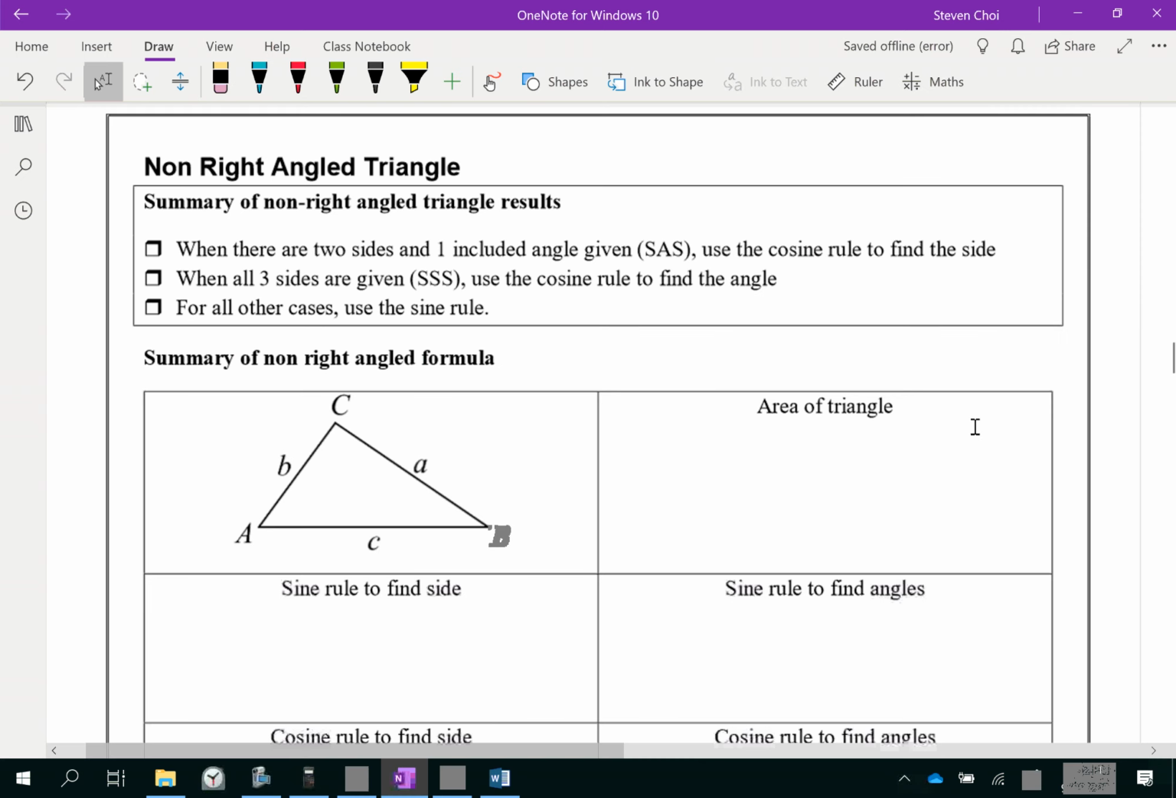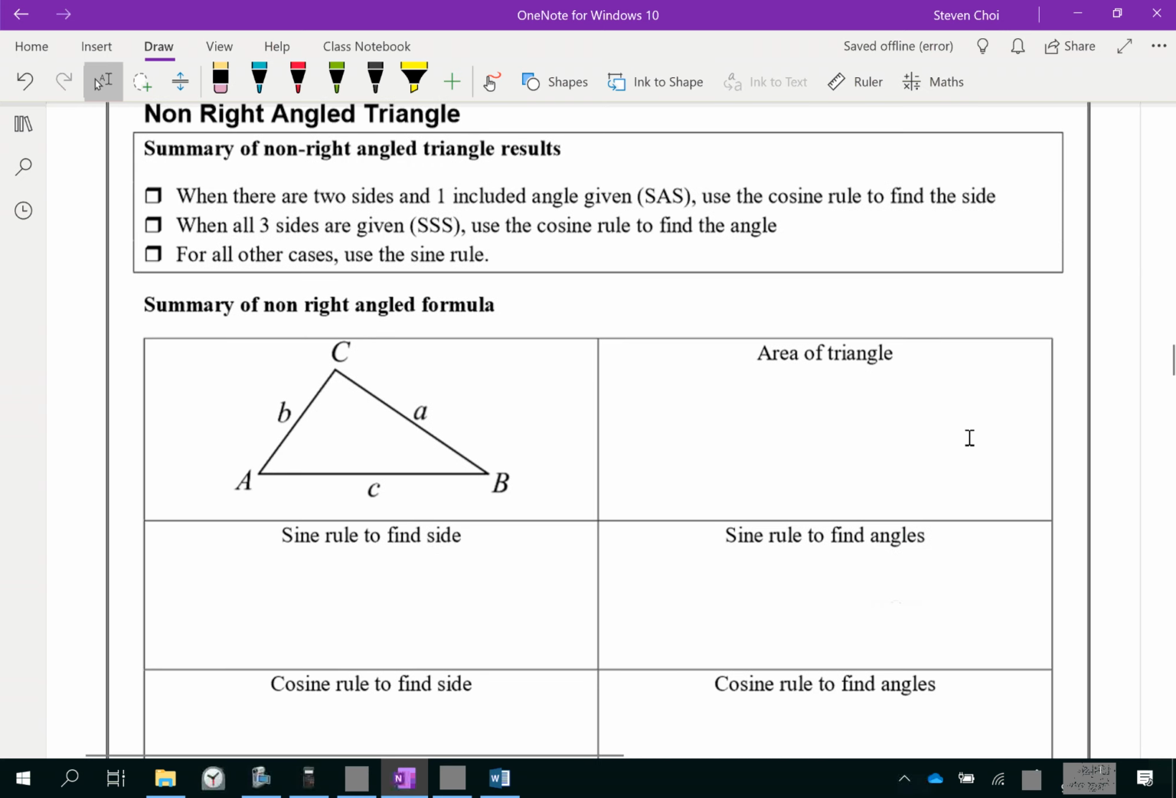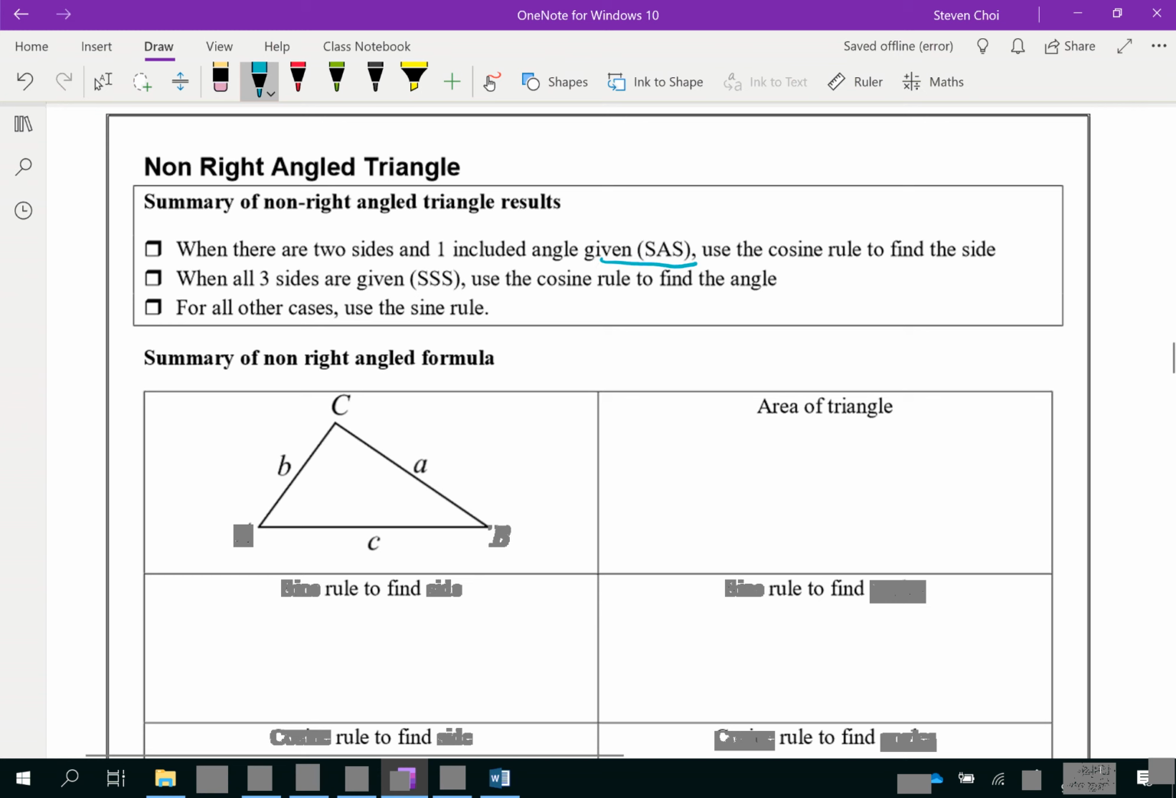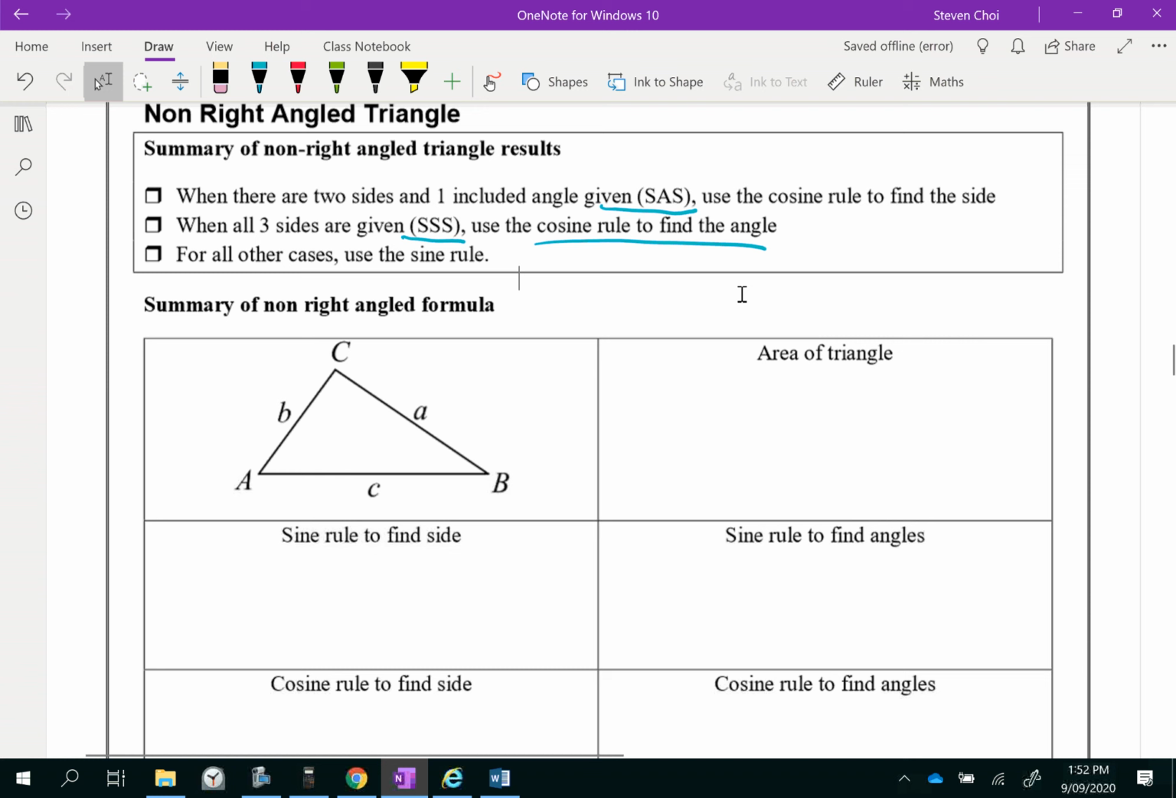Okay, so non-right angle triangle. There are 2 sides and 1 angle included, an SAS situation. So what we do is use the cosine rule. If all 3 sides are given, we also use the cosine rule. Any other cases, we use the sine rule. Let's write down the formulas. I think all of these are on the reference sheet, but it's always good to memorize them.